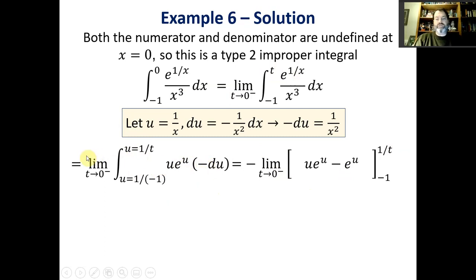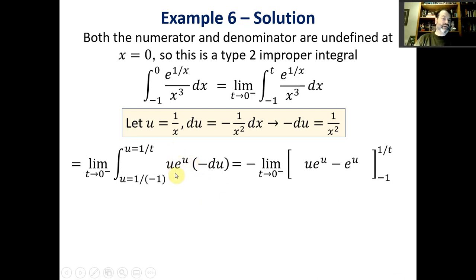So I pulled the negative to the front. This is 1 over t. This actually stays -1. And u e to the u, when you do the integral, you get u e to the u minus e to the u. Does anybody remember how we do that? It's integration by parts, but it's not just integration by parts. It's a problem we've already done in your class notes. So if you just want to remember the answer, you're okay to do that. It's the first example we did in section 7.1 is exactly this integral.